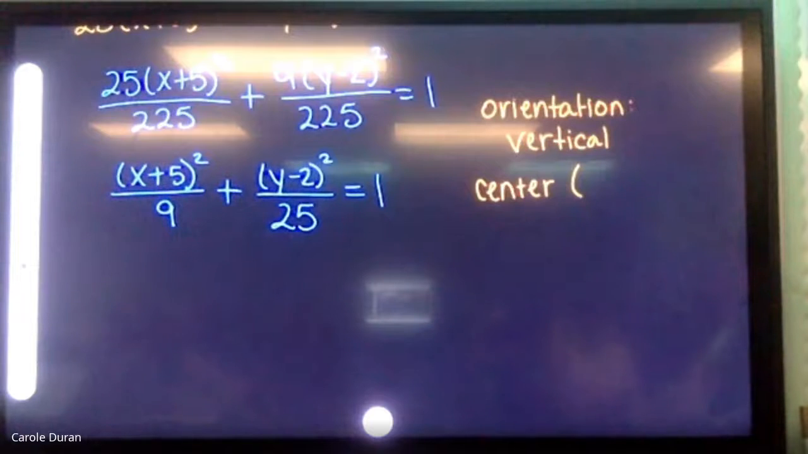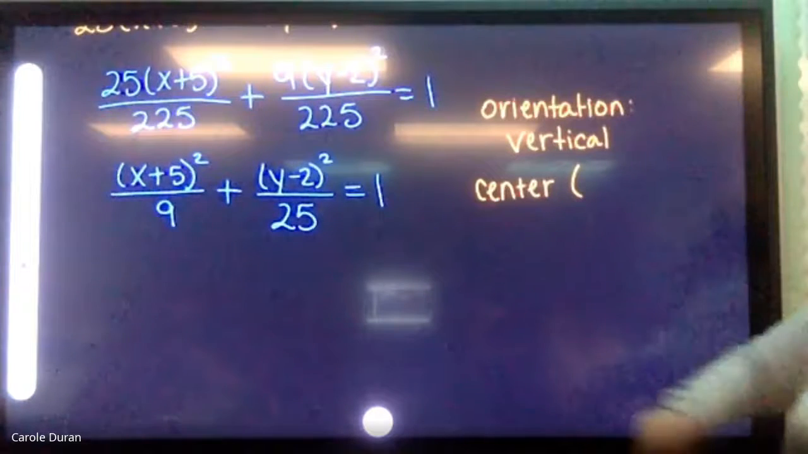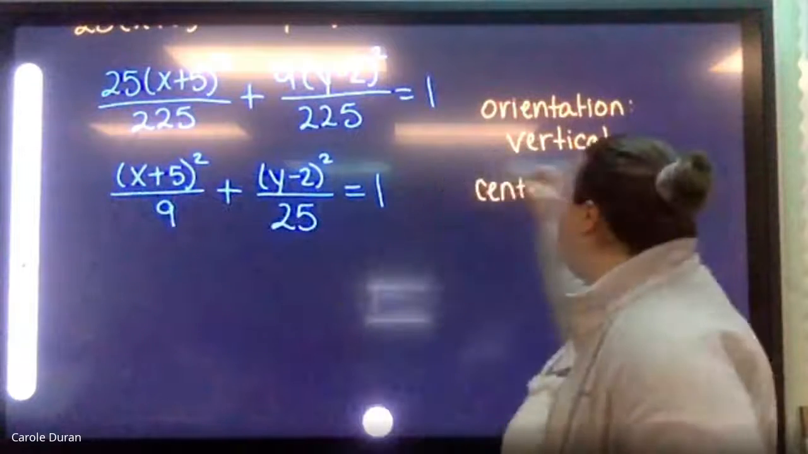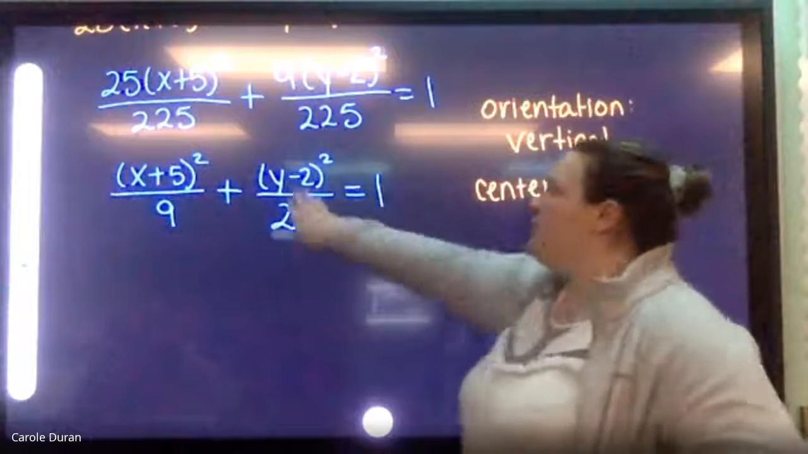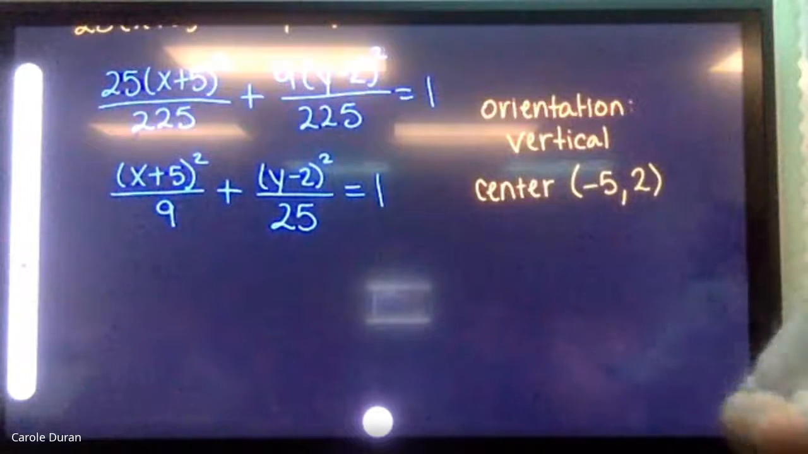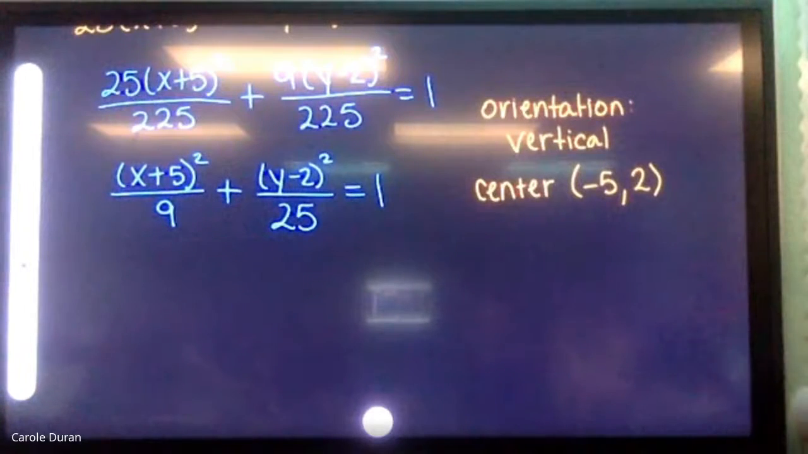Kind of flip them around, and then I didn't like the 5. Flip them around. Is it 5 or is it negative 5? Okay, it's always whatever is grouped in with the x with the opposite sign, so it's going to be negative 5. And then whatever is grouped in with my y with the opposite sign, just like it was for circles. So the center here is negative 5, 2.